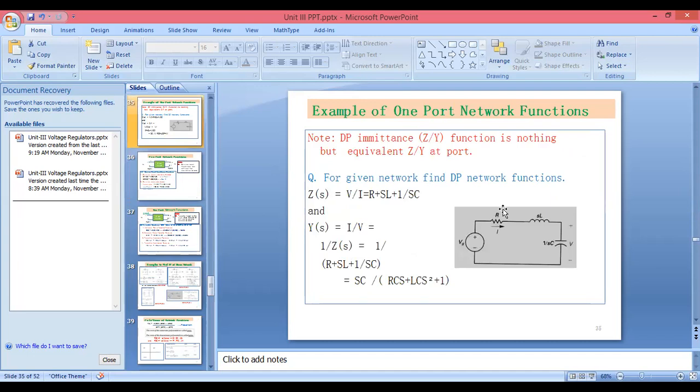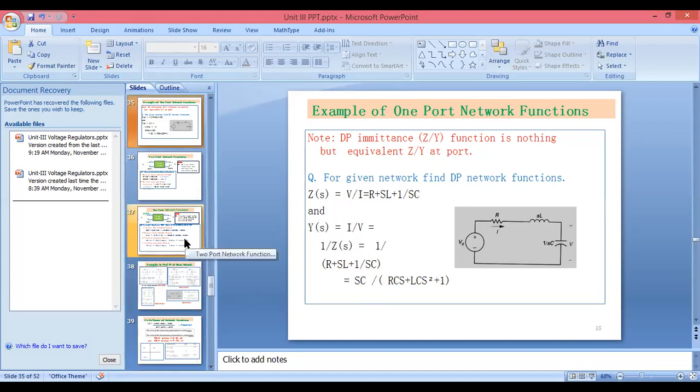So if we are calculating the impedance, we will get V by I equal to R plus SL plus 1 by SC. And if we are calculating the Y of S, it will be the reciprocal of the impedance. It means what? It is 1 by Z of S, or we can calculate again separately I by V, both are having the same meaning. I by V को ही हम क्या लिख सकते हैं? 1 by Z of S. So 1 by that value. You can write separately or you can write in the form which you want. You can solve. So these are the network functions for a one-port network.